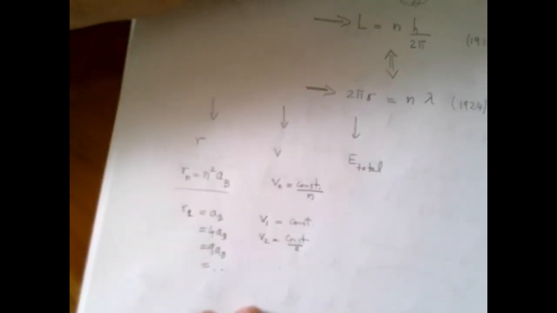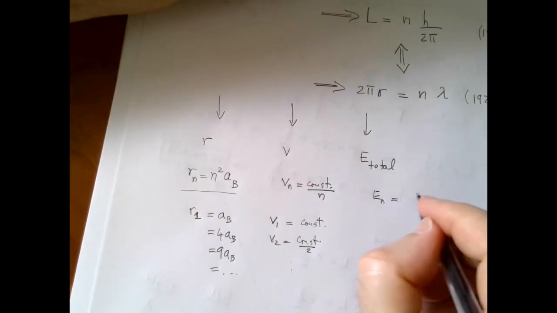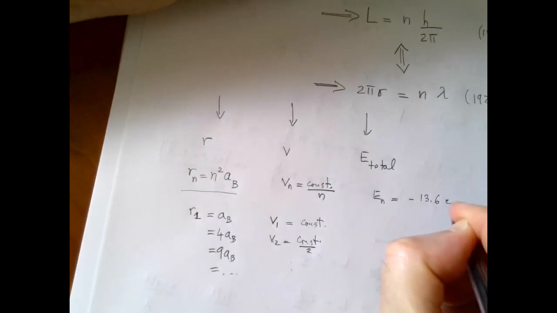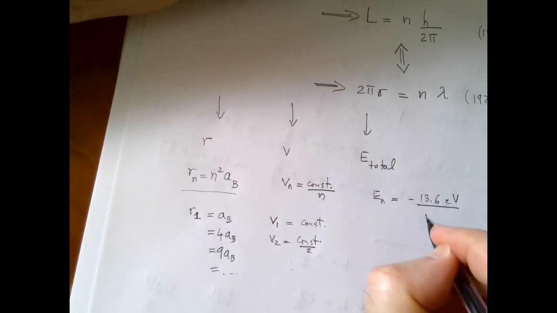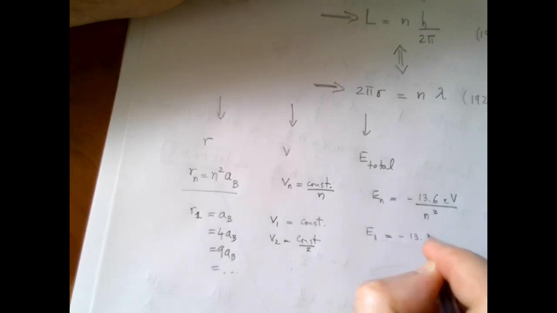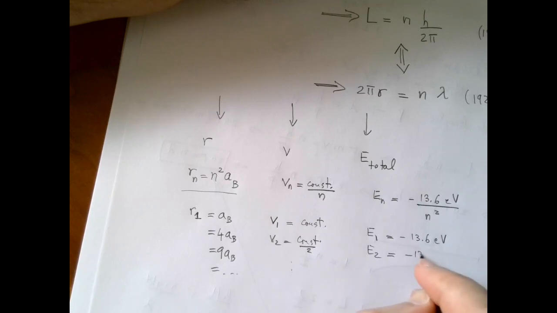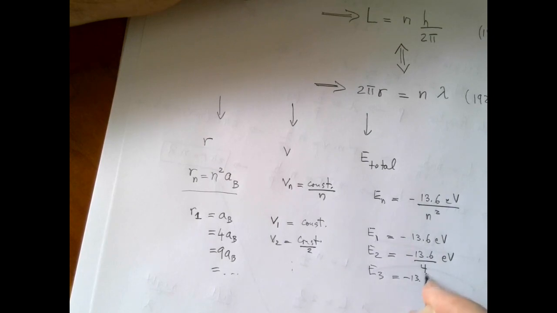And most importantly, we'll see that the total energy can take only values of negative 13.6 electron volts divided by n squared. So the ground state will have an energy of negative 13.6 electron volts. The first excited state will be negative 13.6 electron volts over 4. The next one, negative 13.6 over 9, and so on.